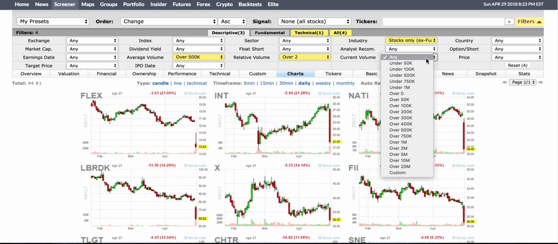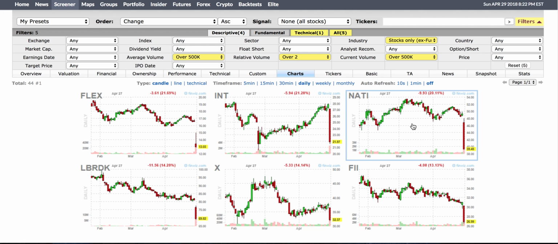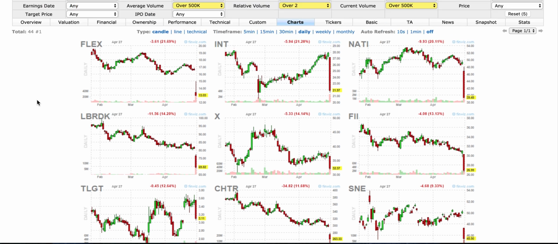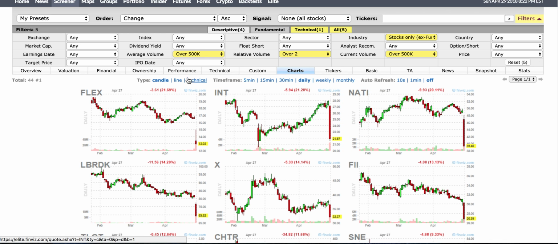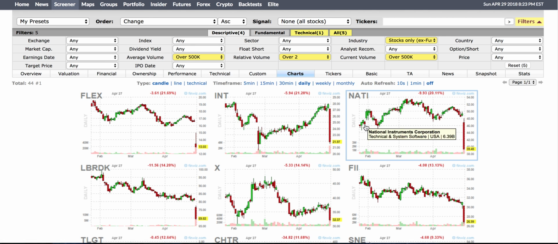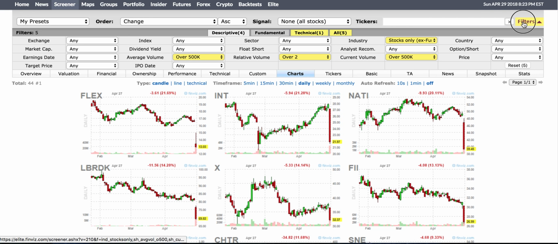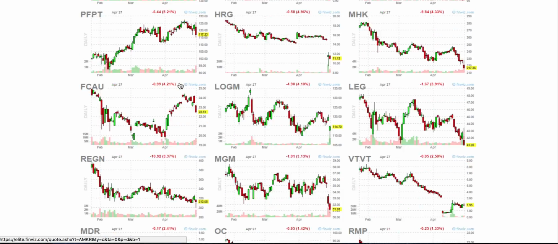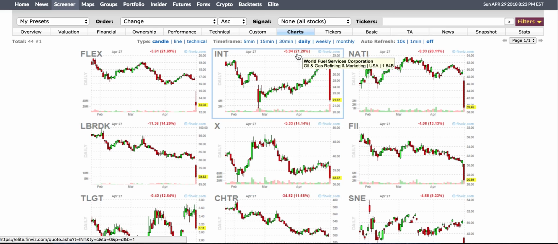We also want to look at current volume, which is the volume during the day. Generally over a million or 500,000 is a good number to look at. So we're still at 44 stocks. All these stocks are ranked based on how much they are gapping down. It doesn't matter whether we are looking for the short setup or the long setup. We are looking at all these stocks here, and there are 44 stocks which you can quickly scan through if you want.